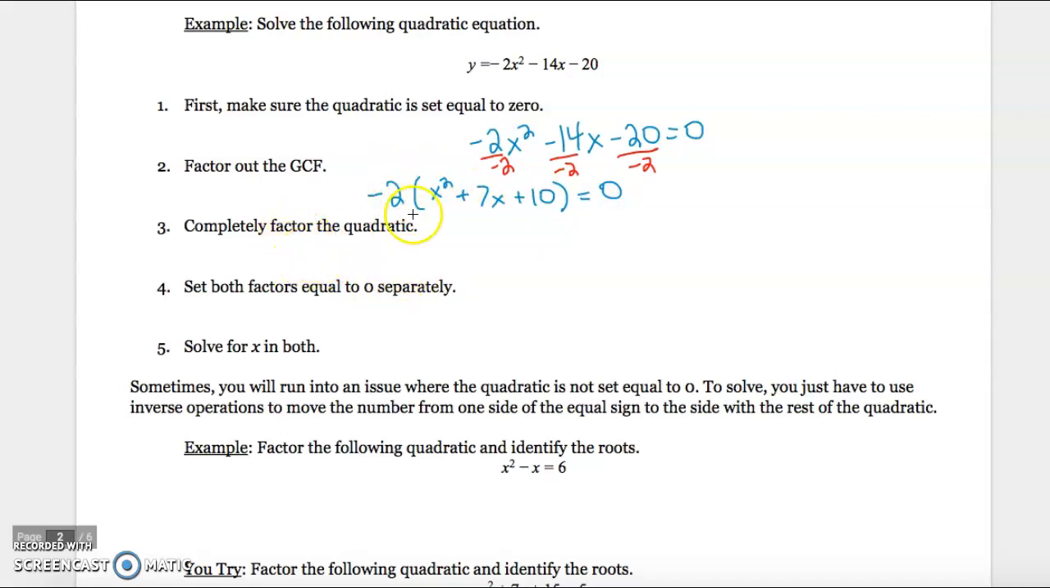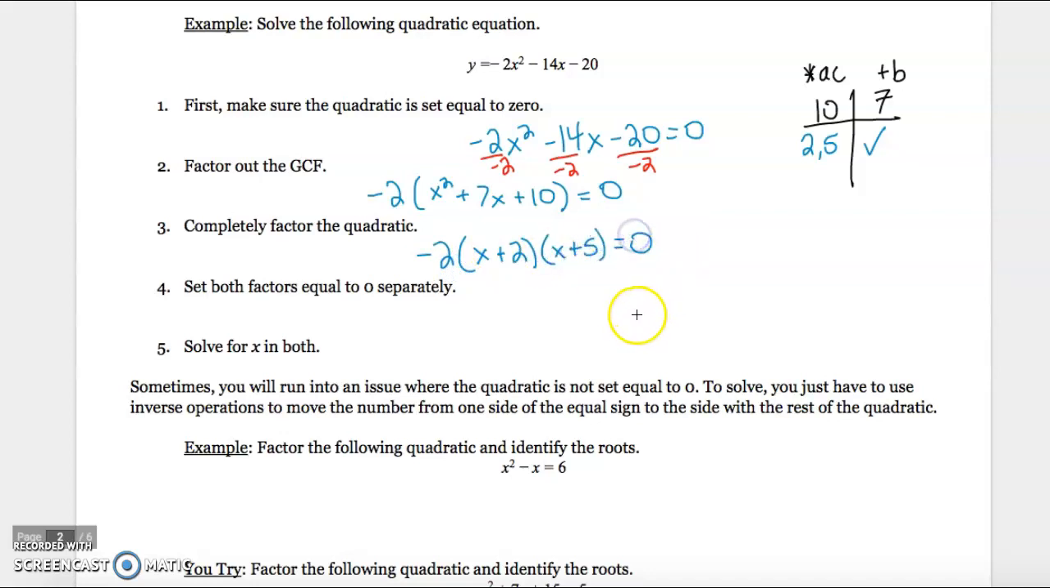And now we completely factor our quadratic. This is where we take into consideration what multiplies to 10 and adds to 7. Again, you can utilize this table if you need it: what multiplies to your AC value and adds to your B value. For me, that ends up being 2 and 5. So when we completely factor, your negative 2 is out front, then I have x plus 2, x plus 5 equals 0.